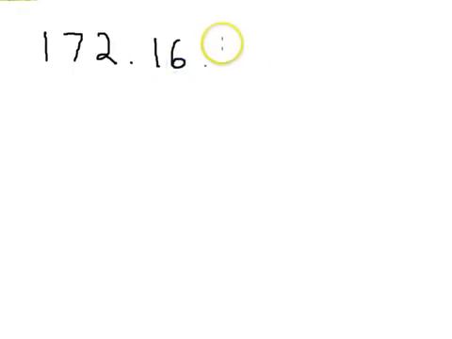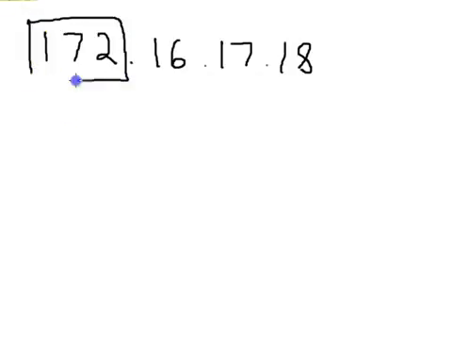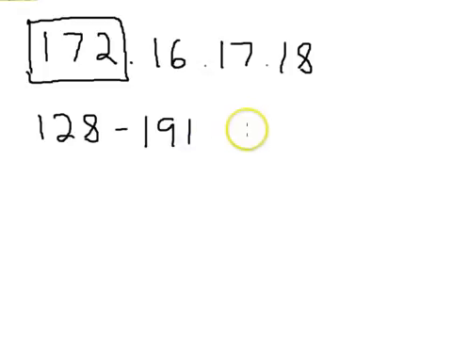Now let's go look at another IP address. Let's do 172.16.17.18. Alright, so 172. What is 172? 172 is in some range, but it's not in the 0 to 127 range, but it is in the 128 to 191 range, which happens to be the range for class B addresses. So now we know that this is a class B address.